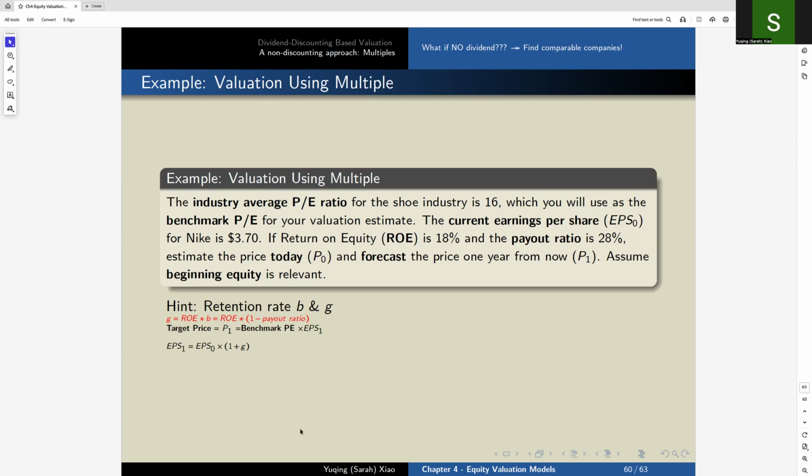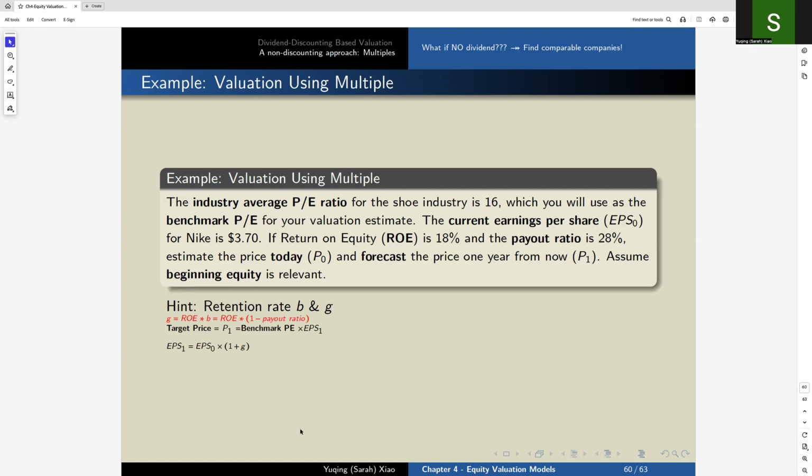Nike. And Nike currently earns $3.7 per share. Using the benchmark, today's price estimate is 16 times 3.7, which is about $59.